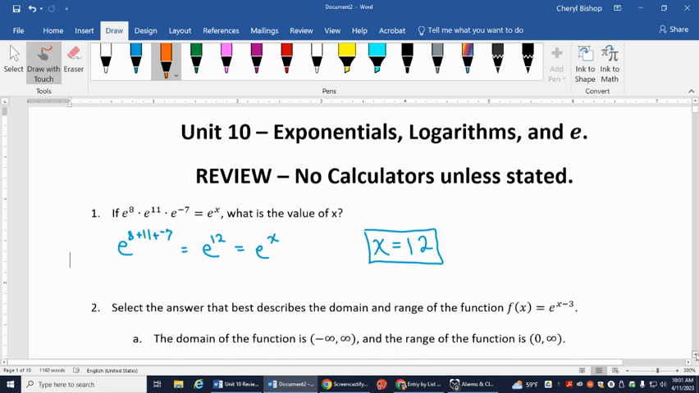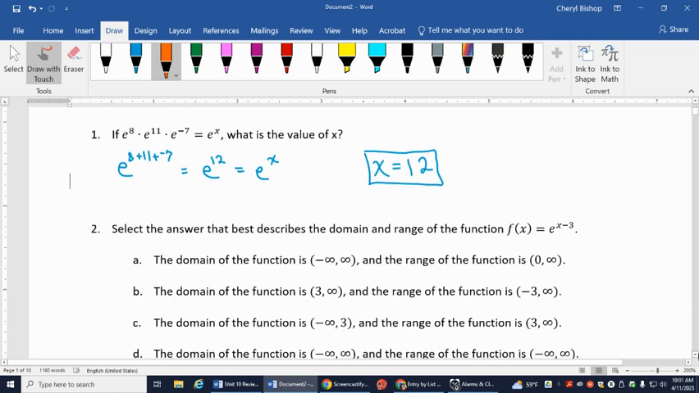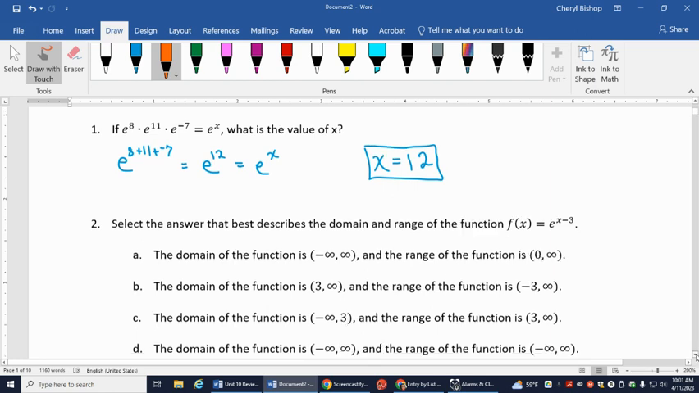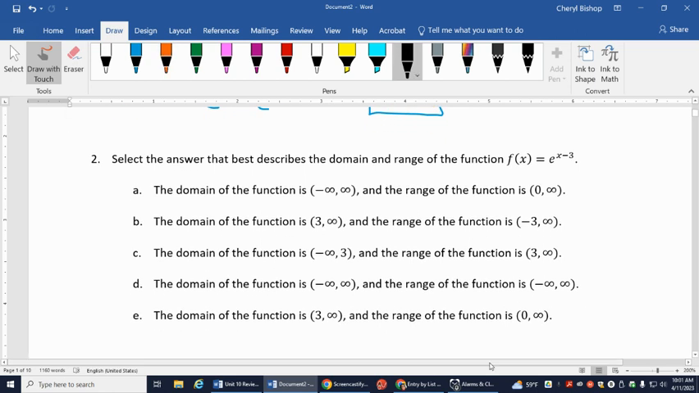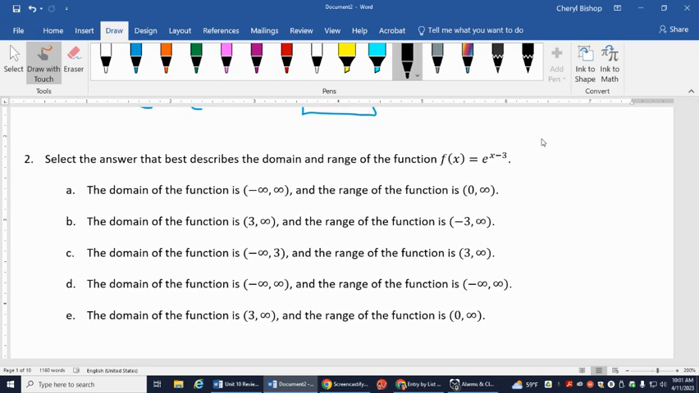Number 2, select the best answer that describes the domain and range of the function f of x equals e to the x minus 3. So let's think about what e looks like when we graph it. When we graph e to the x, it's an exponential function where e is like 2 point something. It's going to go through 0, 1, the parent function, and it's going to be exponential growth. So it's going to look something like that.